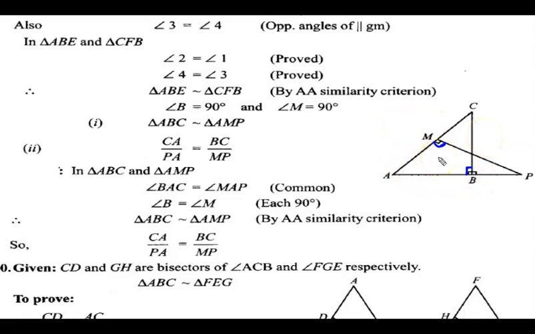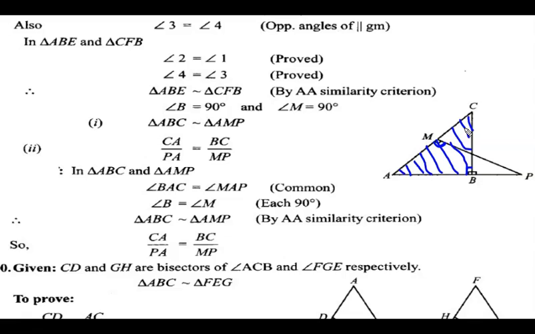Second condition we have to prove is that CA, this is CA, by PA, this is PA of the second triangle, is equal to BC, this is BC perpendicular, divided by the perpendicular of the other triangle, that is MP here. So now how to start with, in triangle ABC and AMP. So let us shade for our purpose ABC. So this triangle is ABC. I just give it a blue shade here.